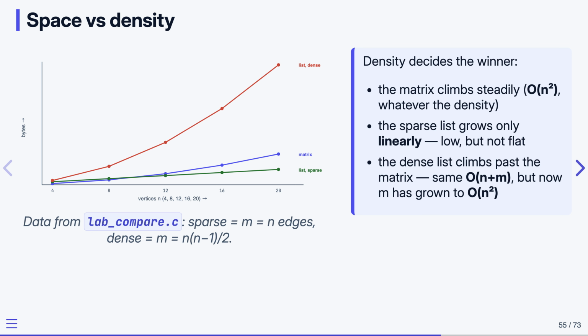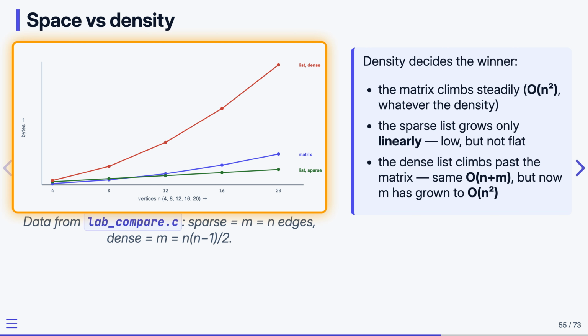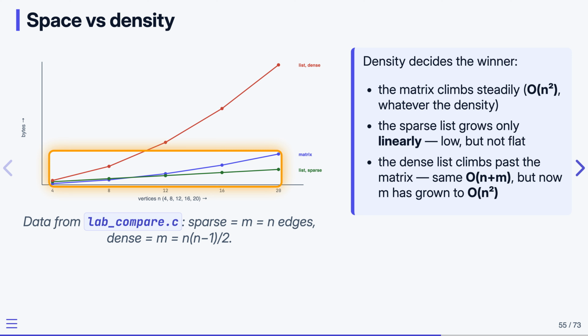Now the big picture. Which representation uses less memory? It depends entirely on density, how full the graph is. This chart plots bytes against the number of vertices for 3 cases. The purple line is the matrix. It climbs steadily because it is always big O of n squared. The green line is a sparse list, where the number of edges is about the same as the number of vertices. It stays flat and low.